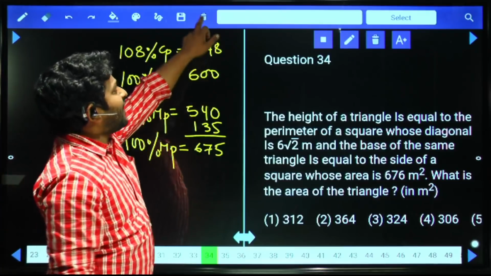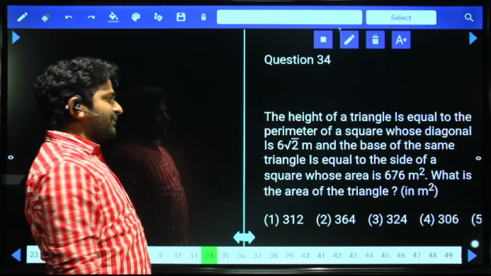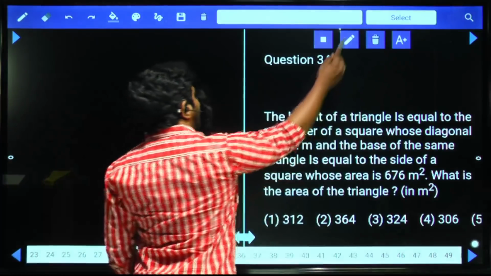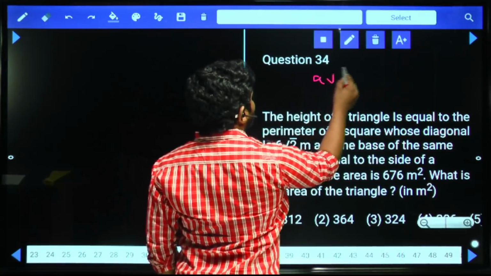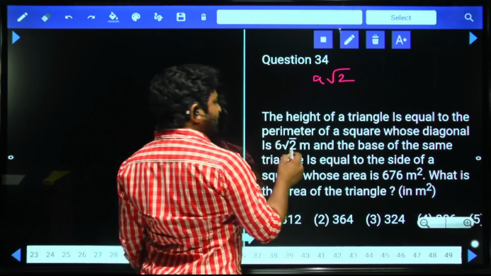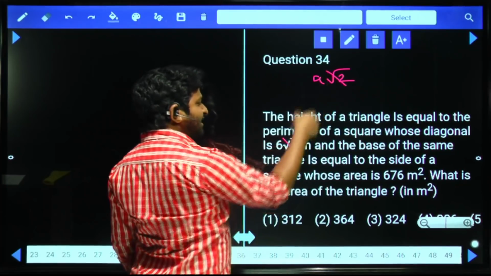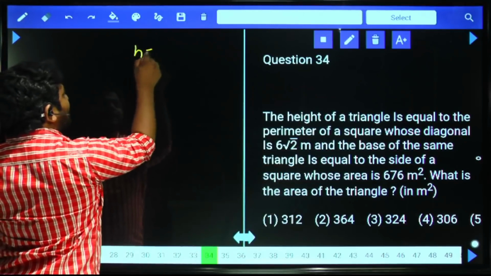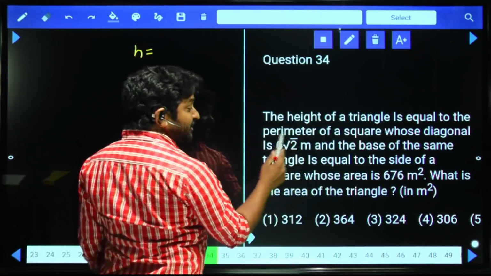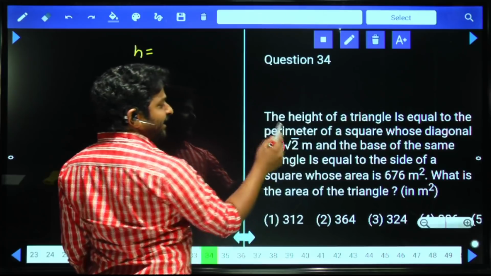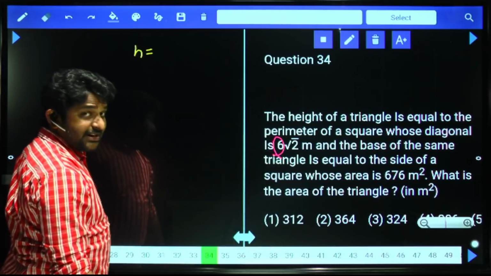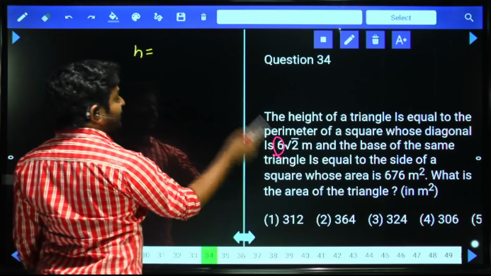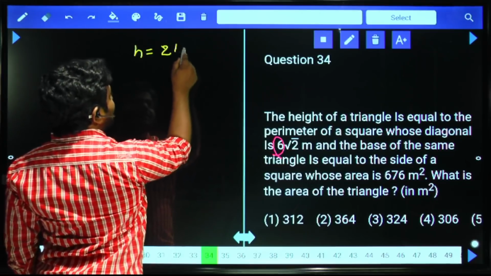The height of the triangle is equal to the perimeter of the square whose diagonal is 6√2. Diagonal of the square is equal to a root 2. If a root 2 is equal to 6√2, root 2 gets cancelled, a is equal to 6. Then height of the triangle is equal to perimeter of the square whose side is 6. Diagonal అనేది 6√2 అయితే side అనేది 6 అవుతుంది. So height is equal to 4 times 6, which is equal to 24.